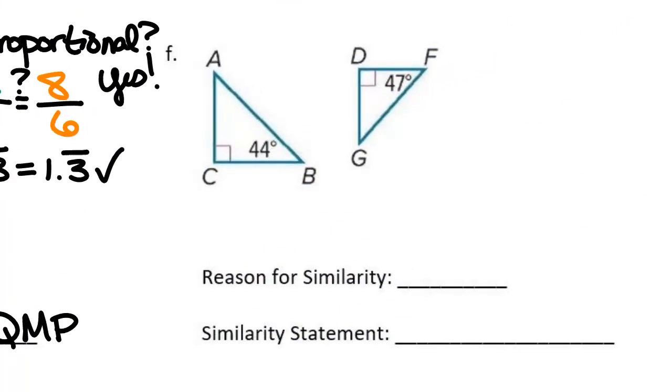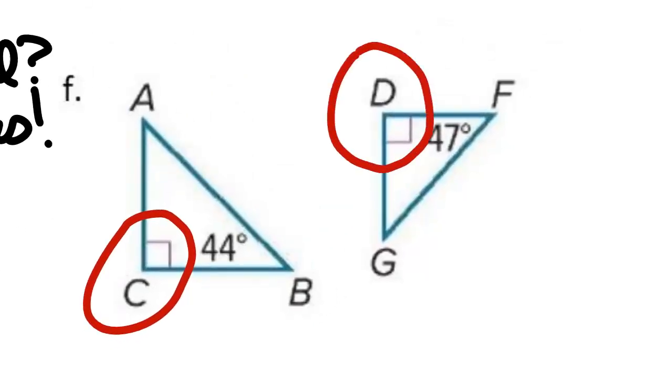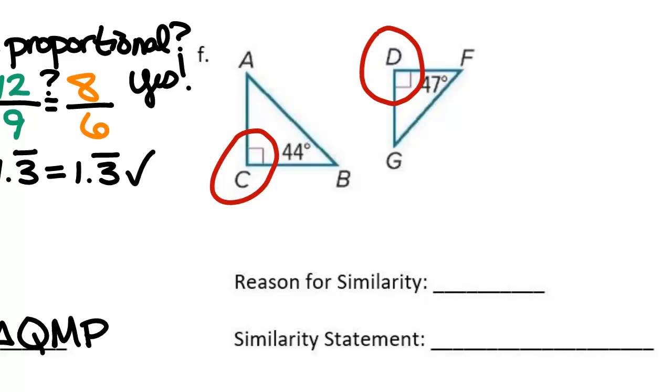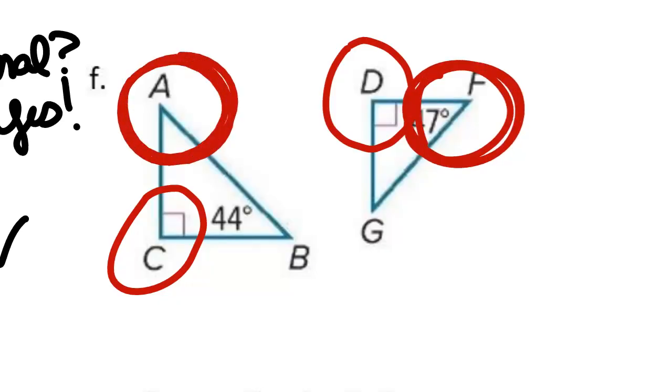All right, let's look at F. Should we try for side, side, side similarity on this one? Side, angle, side. So what do we have to try for? Angle, angle. Do we have at least a pair of angles? Do I have at least one pair of angles that are already congruent? Yes, I have a 90-degree angle here and a 90-degree angle here. I know that 44 and 47 are not the same, but those aren't the only ways that I could match up the angles, right? Maybe this angle right here, F, is congruent to this one over here.